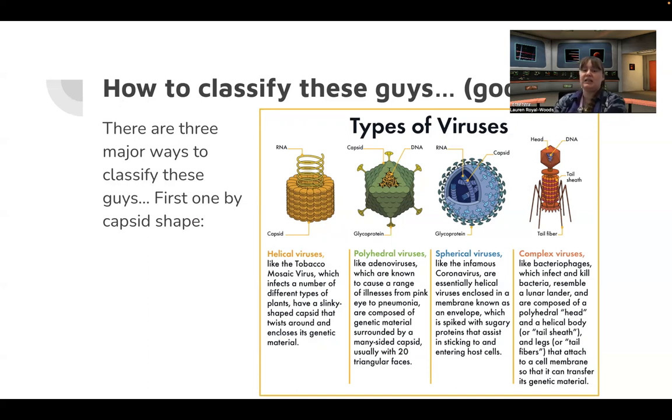Another one of those is definitely rabies. Rabies looks like that too, the elongated one. So those are the helical viruses. Then you've got the polyhedral viruses, known as adenoviruses, which cause pink eye and pneumonia. They look like a 20-sided die because they have 20 triangular faces.